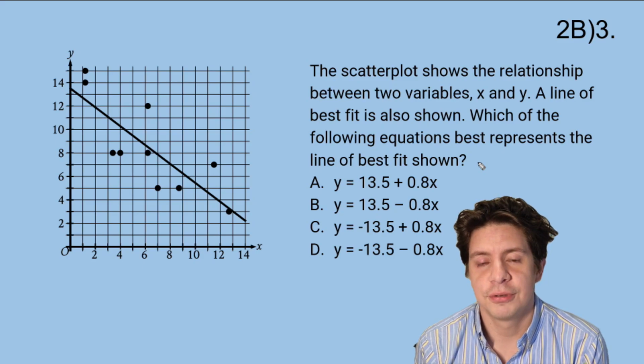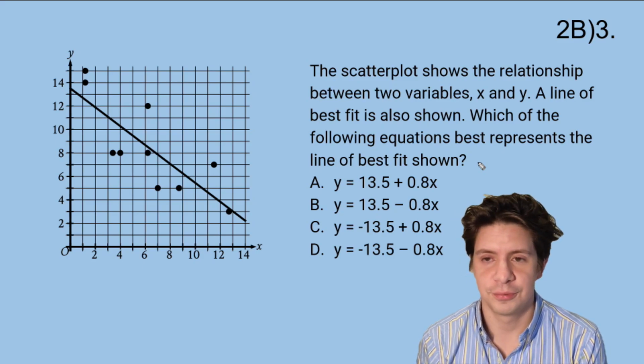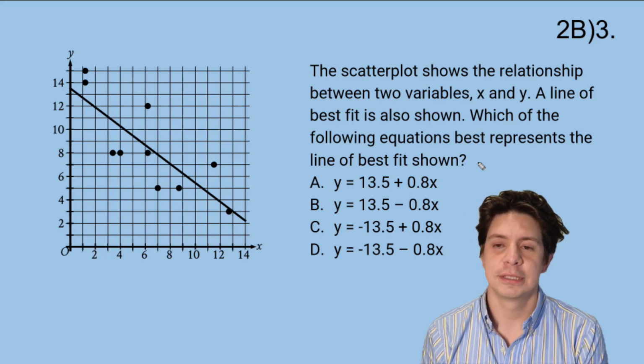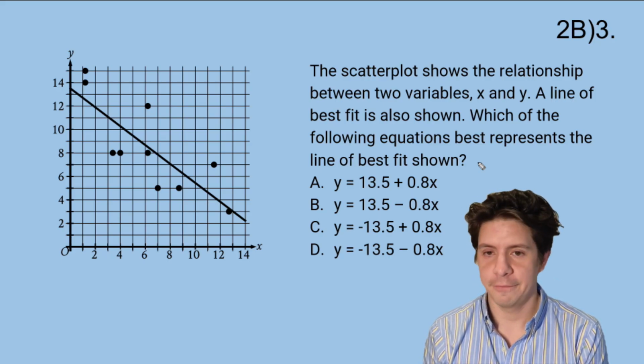The scatter plot shows the relationship between two variables, X and Y. A line of best fit is also shown. Which of the following equations best represents the line of best fit shown?